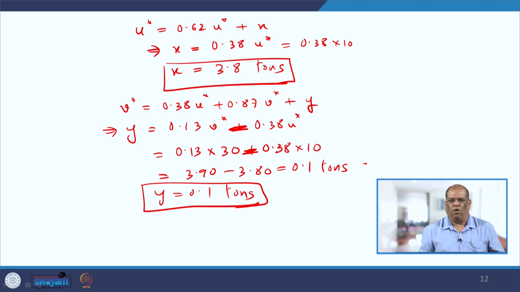So, basically now you are supposed to put 3.8 tons to lake A and 0.1 to lake B, so that your pollutants are less and they maintain the equilibrium solution of 10 and 30 tons respectively.